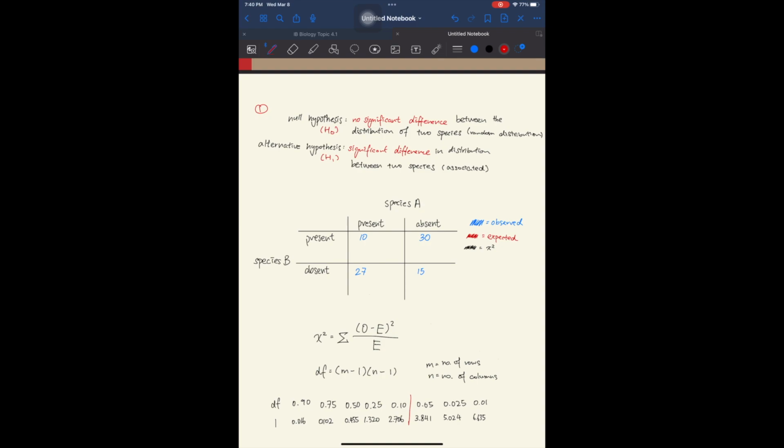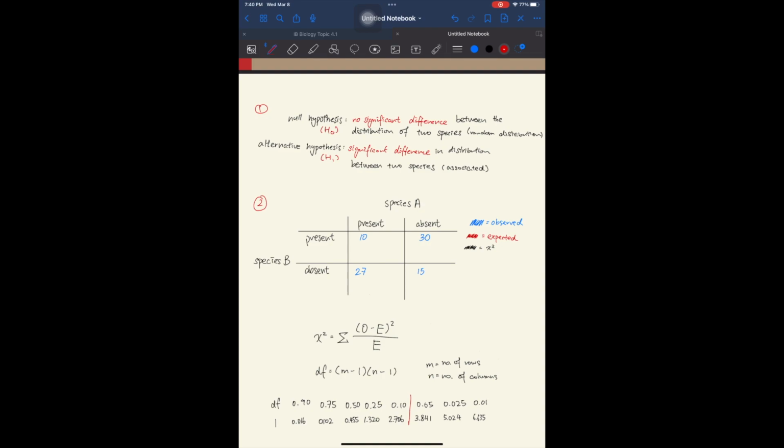Significant difference doesn't really mean that it's really different. It's just a term that has been used for a long time. So that's step 1. We have identified the hypotheses for our chi-square test. Now let's go into the second step, where we would construct a table of frequencies. I've already done this here.